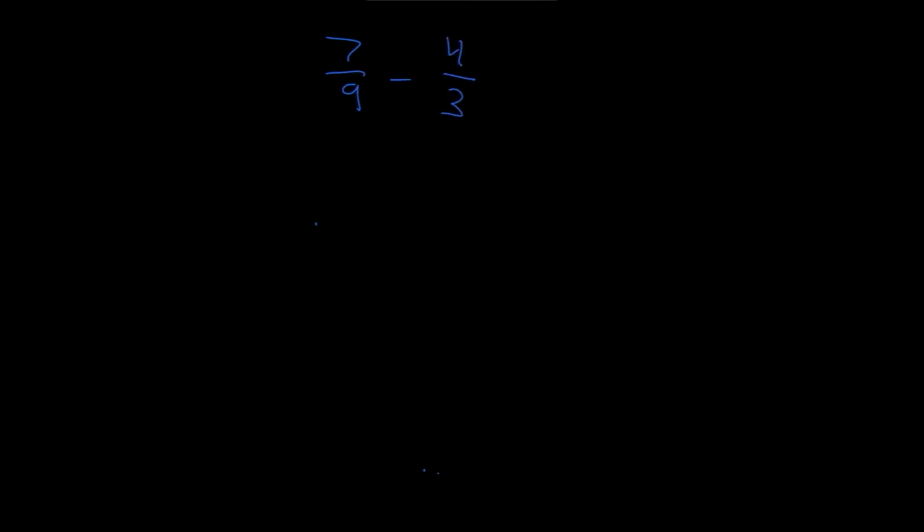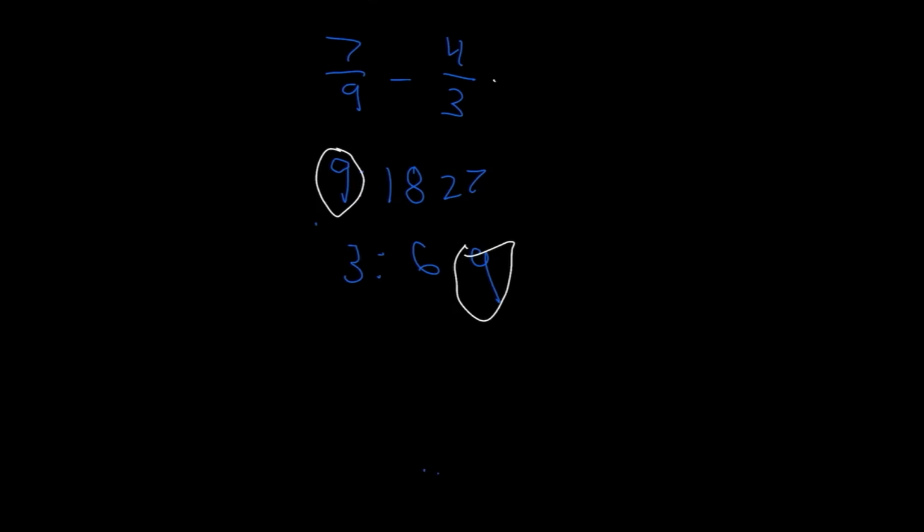So I'm going to write out the multiples of 9: 18, 27, and then I'm going to write the multiples of 3: 6, 9, and then I'm going to stop because I technically have both my multiples, that being 9. I'm not going to change my 7 over 9 because the denominator is already 9, but I do need to change the fraction with the denominator of 3. I need to multiply that by 3 over 3 because to get 9 from 3, you need to multiply 3 by 3.